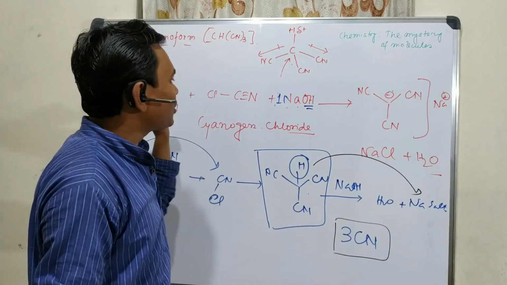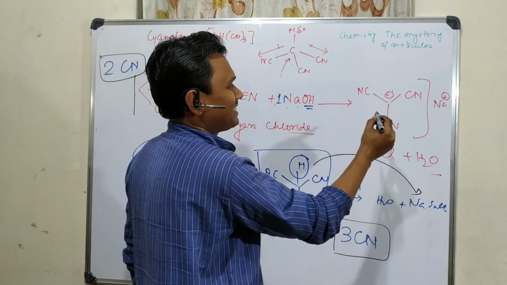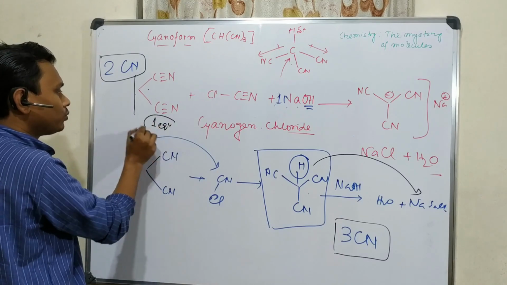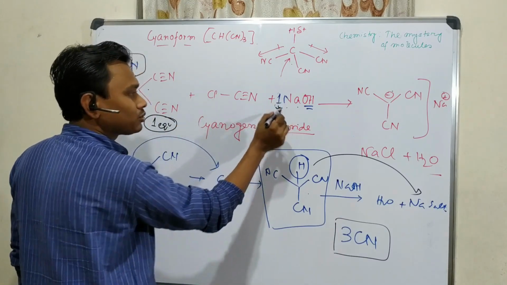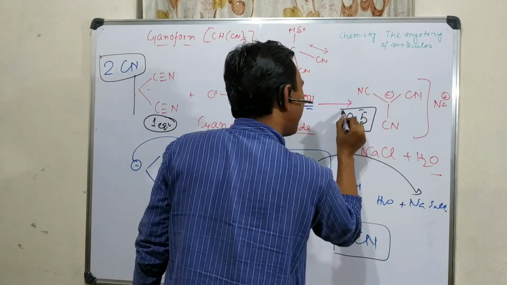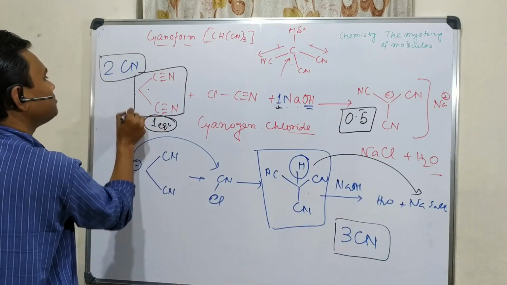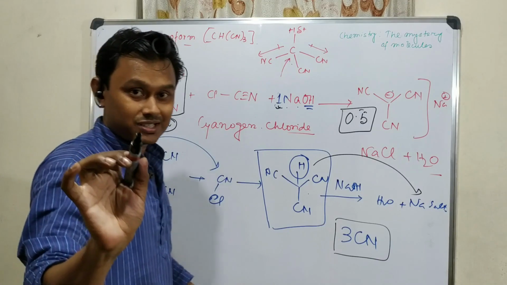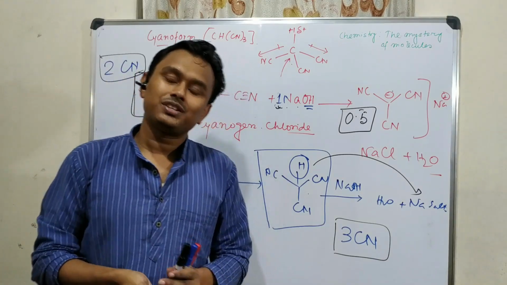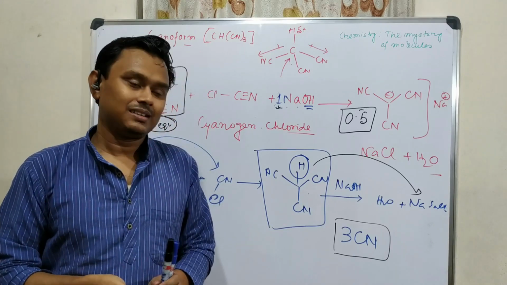So ultimately what will be the product? If we take one equivalent and one equivalent, we get 0.5 equivalent of sodium salt, and the rest of the malononitrile will remain unreacted. This is the trick. Keep it in mind. Okay. So in this way you can solve the question. I guess you have understood the part.